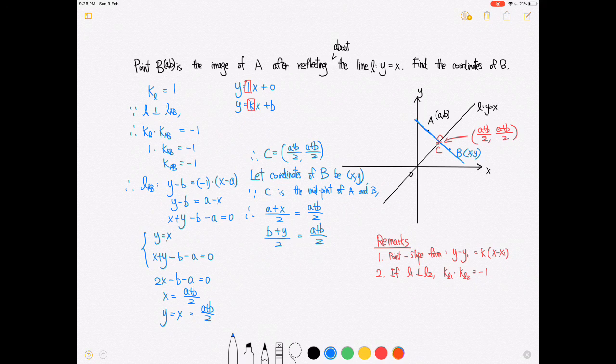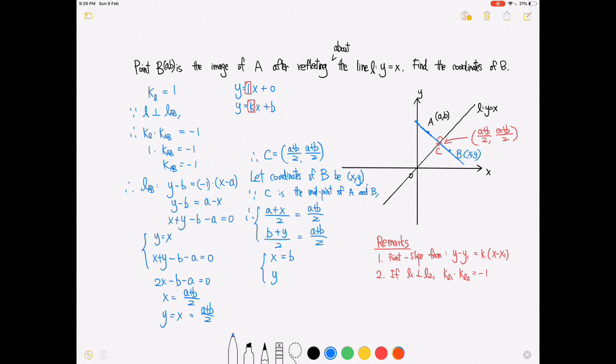So what does that mean? We can find x and y from these two equations. So this is very obvious. (a plus x) over 2 equals (a plus b) over 2. That means x will be b. And the second one, (b plus y) over 2 equals (a plus b) over 2. That means y must be a. Now we found out that x is b, y is a. Therefore, the coordinates of point B are (b, a). So now we have proved it.